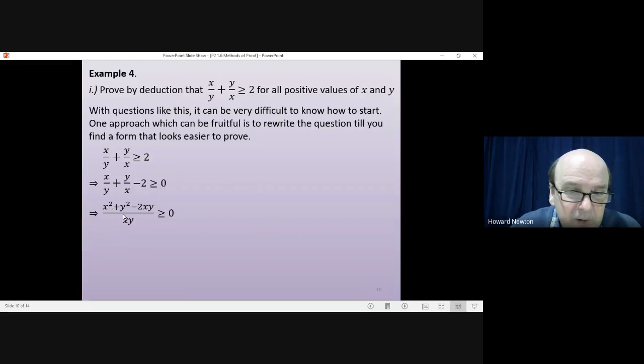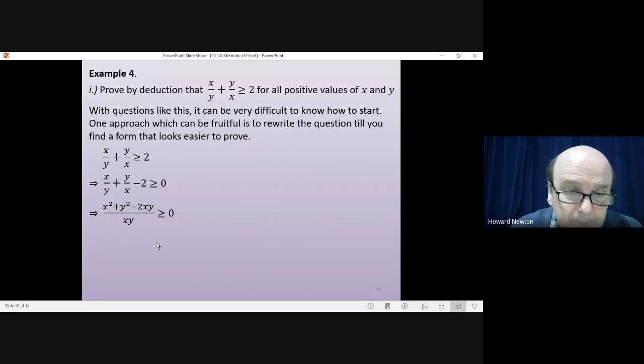Now, if I have x squared over xy, 1x will cancel from the top and the bottom, leaving me with x over y, which is what I want. The middle term, y squared over xy, 1y cancels from the top and the bottom, leaving me with y over x, which is what I want. And then this last term, minus 2xy over xy, both the x and the y will cancel, leaving me with just minus 2, which is what I want.